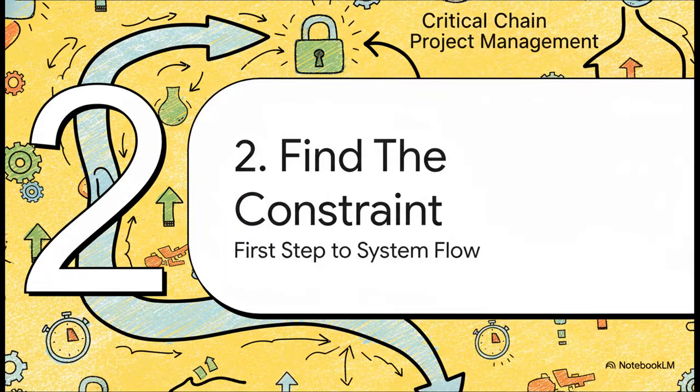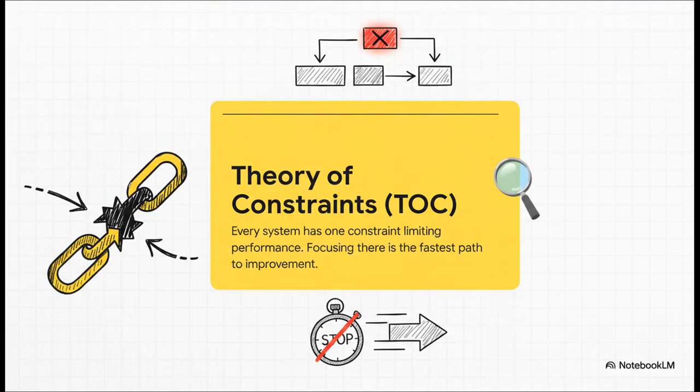So how do you even begin to fix that kind of chaos? Well, you don't try to fix everything all at once. That never works. Instead, you find the one thing that's limiting the entire system. This is the first and most important step to getting things flowing smoothly. And this brings us to a really powerful idea called the theory of constraints, or TOC.